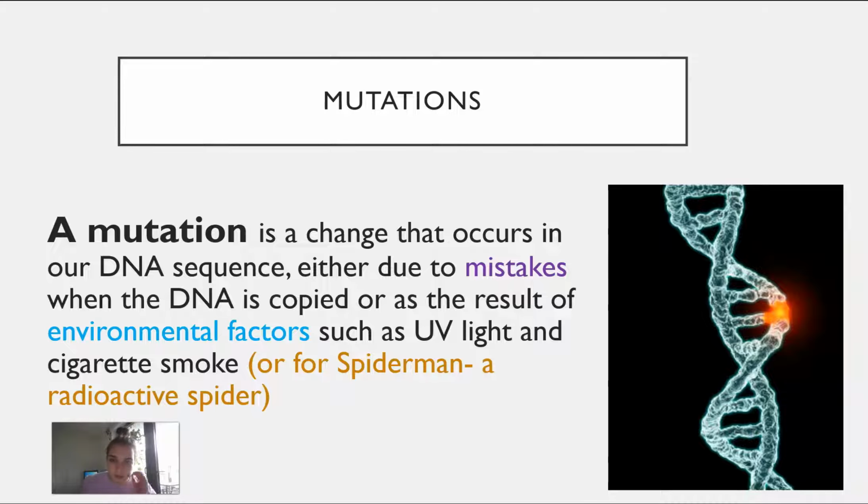A mutation is just a change that occurs in your DNA sequence, either because of a mistake when the DNA is copying itself, or as a result of environmental factors like too much light or cigarette smoke, or for Spider-Man, it was a radioactive spider. So your DNA can mutate by accident when the cell is being copied, or because you smoke too much, you get bit by a radioactive spider, a lot of different things. Exposure to chemicals can mutate your DNA. So there's environmental factors, and then there's just mistakes in your cells.